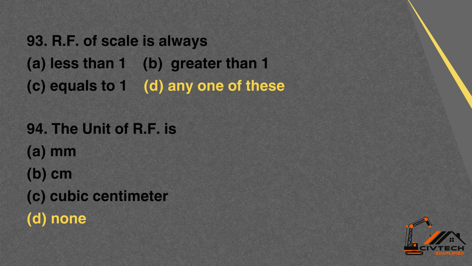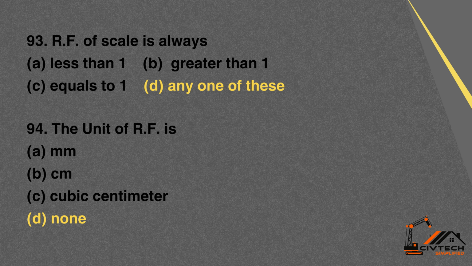93. RF of a scale is always A. Less than 1. B. Greater than 1. C. Equal to 1. D. Any one of these. Correct option D. Any one of these.